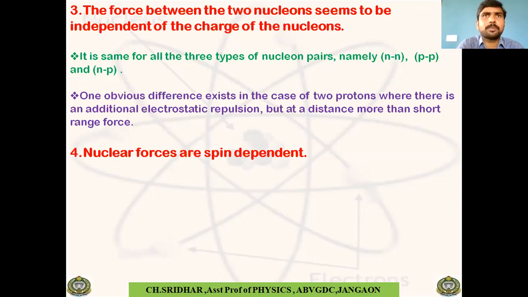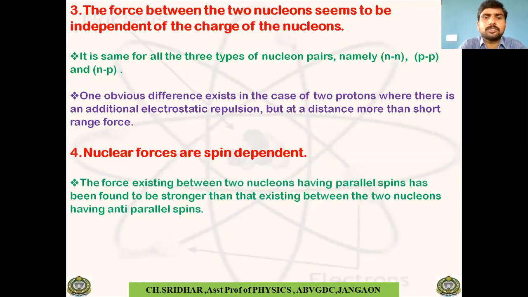So what do you mean by spin? Spin is when an electron is revolving around the nucleus, it revolves on its own axis also. That is called the spin of the electron. Likewise, the proton and the neutron also have spins, and this nuclear force is spin dependent. Depending upon the spin of the particle, this nuclear force changes.